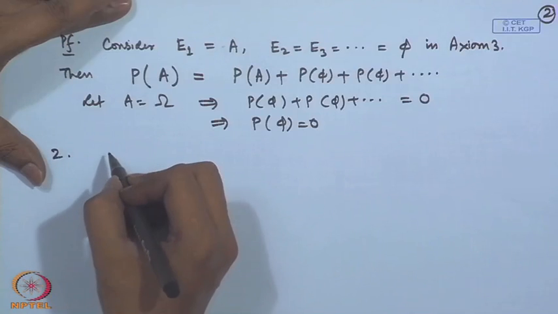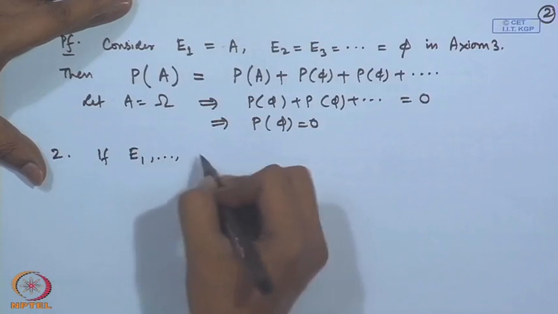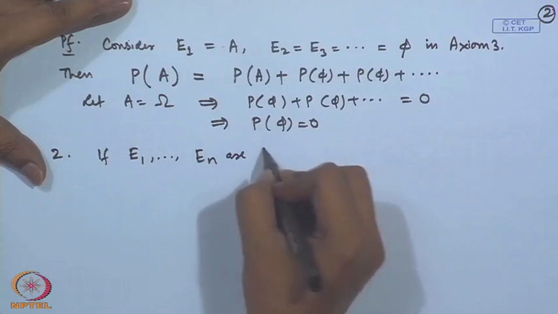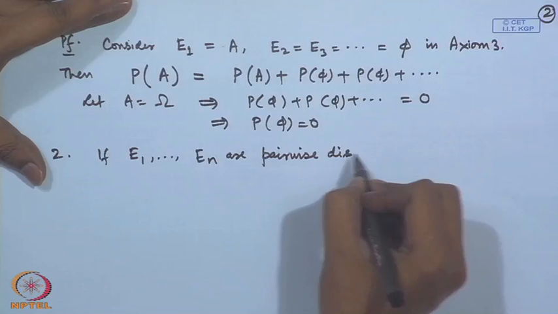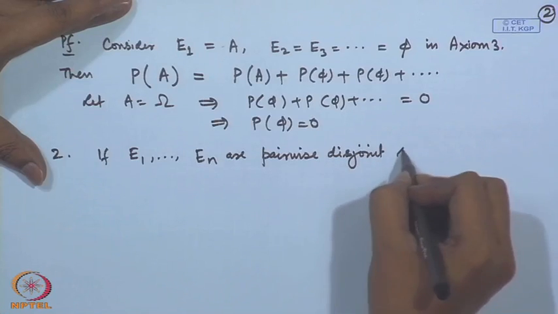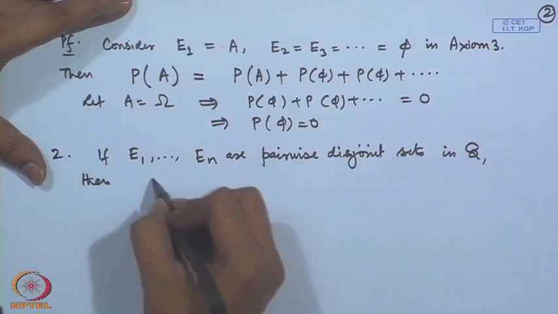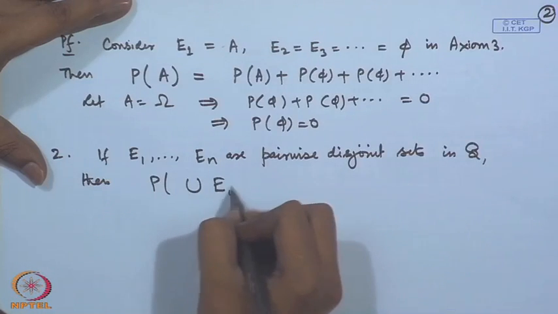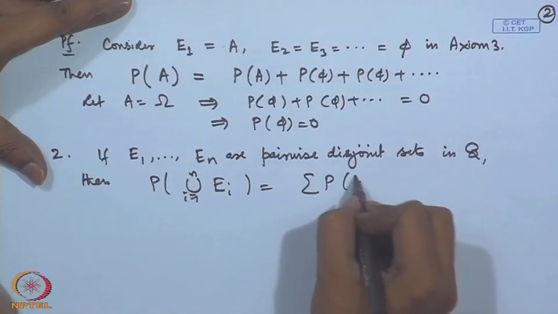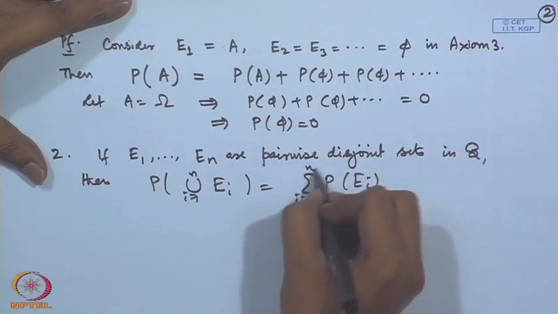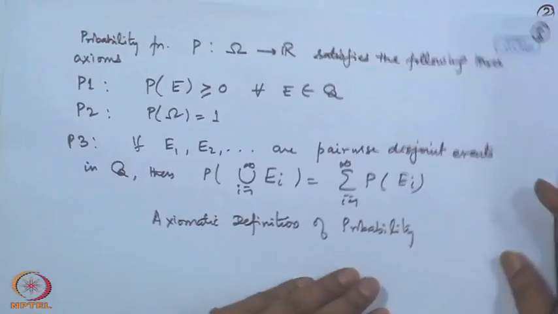Let us look at the second consequence. If E 1, E 2, ..., E n are pairwise disjoint sets in B, then probability of union E i, i equal to 1 to n, is equal to sigma probability of E i. So, let us compare it with the third axiom here.